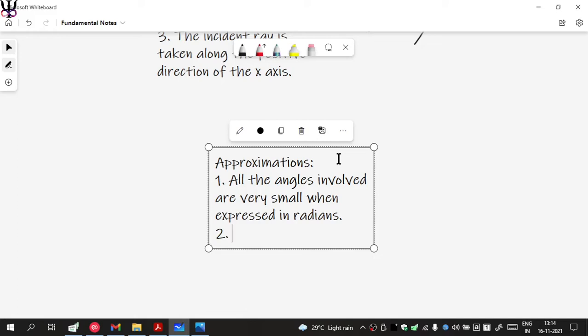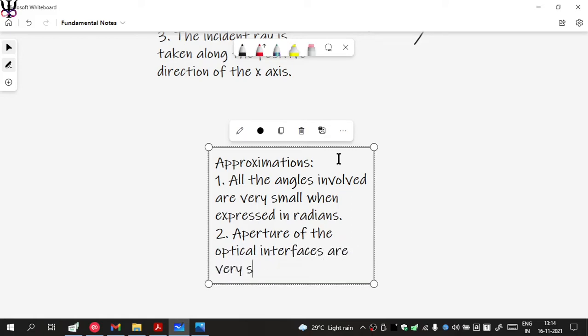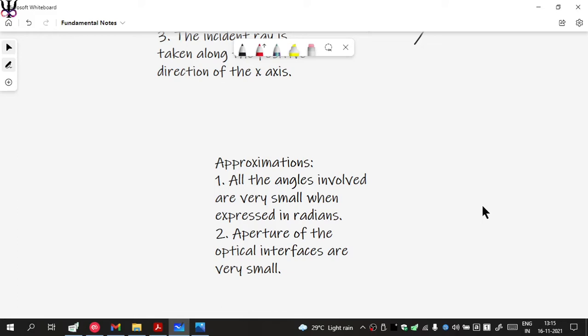Number 2, the aperture of the optical interfaces is very small. That means the size of the lens or the size of the interface where refraction or reflection happens has to be very small. Only for these 2 approximations will our derivation work. And these are also applied when we derive the equation for the spherical mirror.